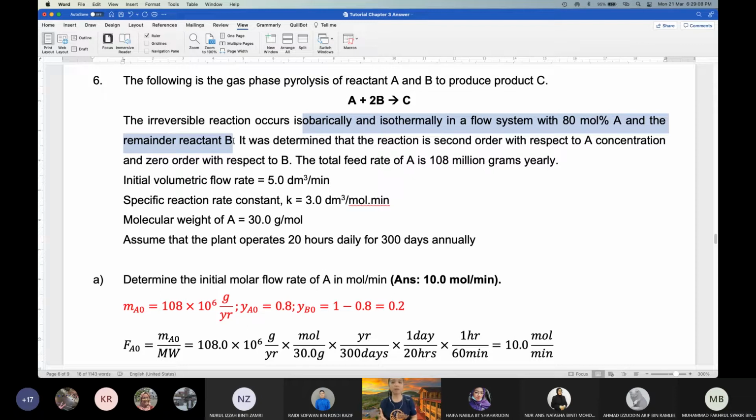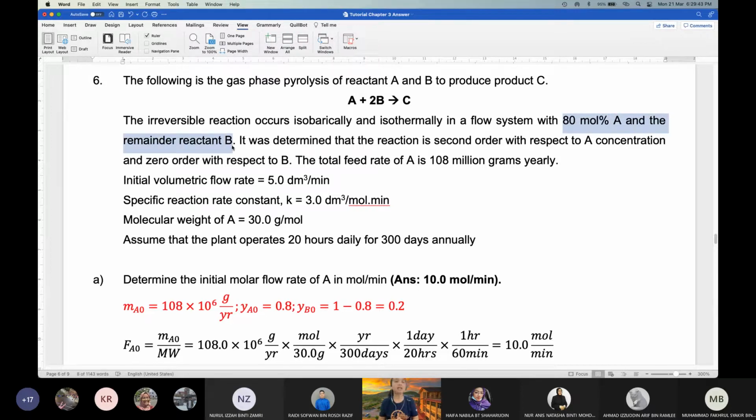Second, isobaric isothermal. So it means constant pressure, constant temperature, or we can say T equals T naught. Inlet outlet temperature is equal, no change, and P equals P naught means no change in pressure as well. P equals P naught, T equals T naught. Okay, next it says flow system. So this is a gas phase flow reactor. Okay, next it says 80 mole percent A, remainder reactant B.